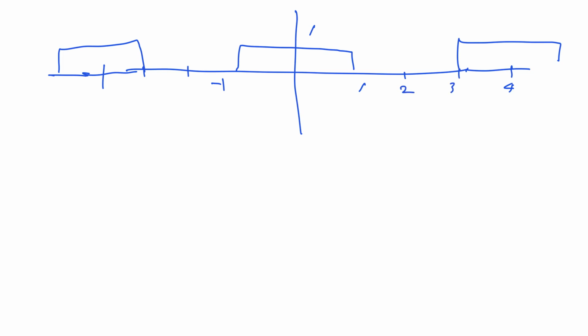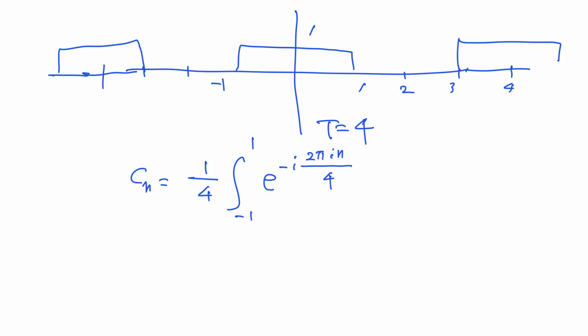So for this problem, the period is 4. The coefficients can be calculated very simply: 1 over 4, integral from minus 1 to 1 of f(t) is equal to 1, times exponential minus i 2 pi n t over 4, dt.